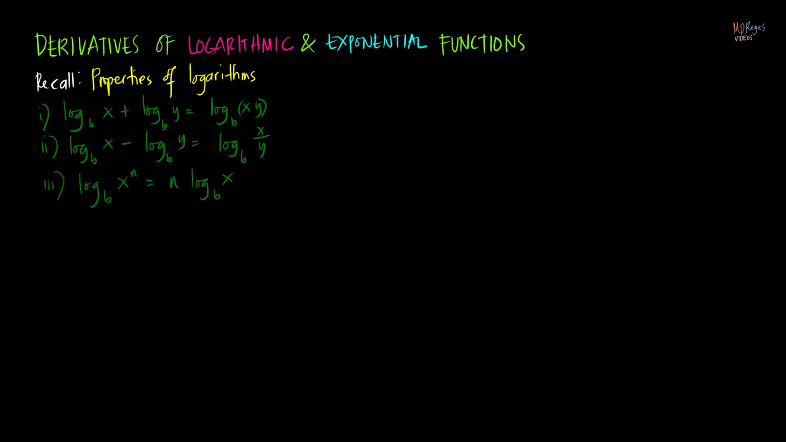The third one is the logarithm of x to the n to the base b is equal to n times the logarithm of x to the base b. May I just remind you that all these properties hold for logarithms of any base. Okay. The fourth one is the logarithm of b to the x to the same base b is equal to x when we simplify. And the last one is b raised to the logarithm of x to the base b is equal to x when simplified also.